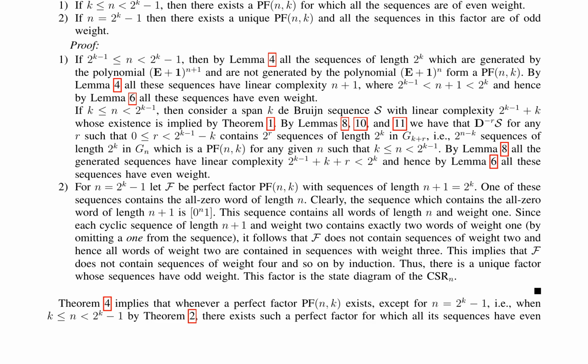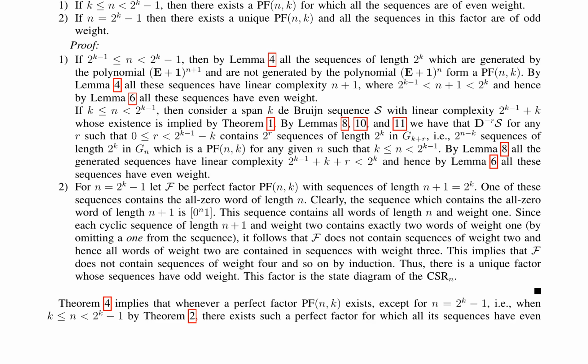The authors are particularly interested in perfect factors where the weights of all sequences are either even or odd, and where all sequences have the same linear complexity. Theorem 4 characterizes the parameters of perfect factors with even weight sequences, showing that such factors exist when k is less than or equal to n less than 2k-1. And that there exists a unique perfect factor with odd weight sequences when n equals 2k-1.